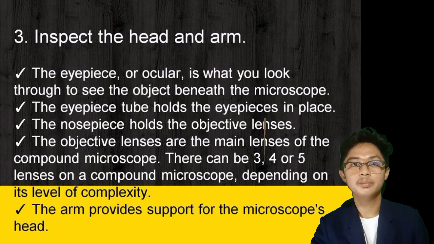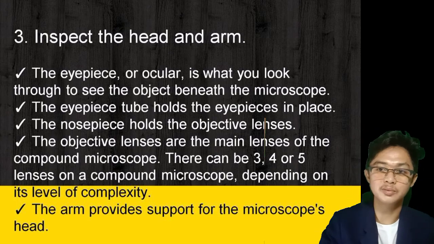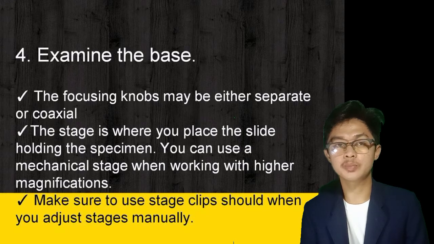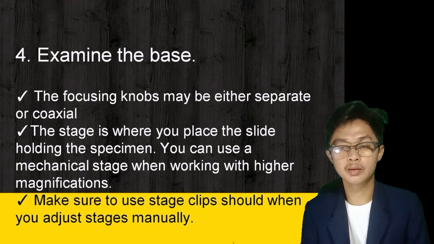The arm provides support for the microscope's head. The fourth step: examine the base. The base holds up the microscope and provides the stage to place samples onto. The base also contains the focusing knobs, both fine and coarse.